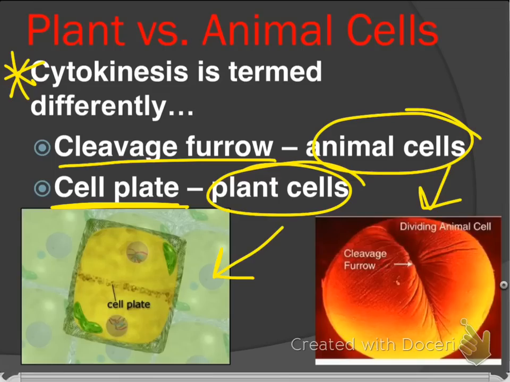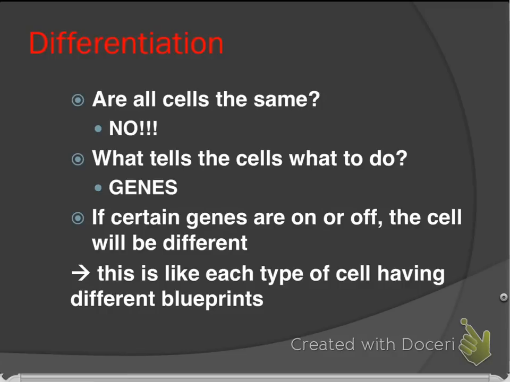So, all right, differentiation then. Are all cells the same? No. So what tells the cells what to do? This is going to be the genes in the cell. So if certain genes are on or off, the cell will be different. This is how a normal cell becomes different parts.